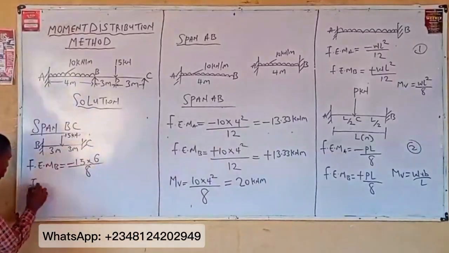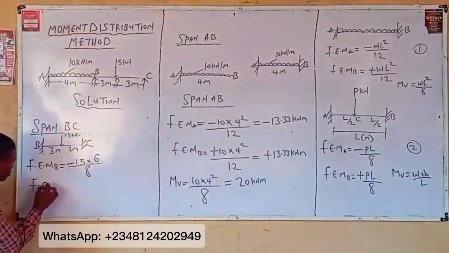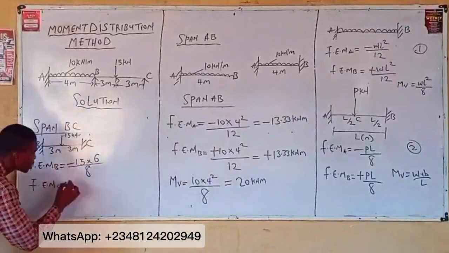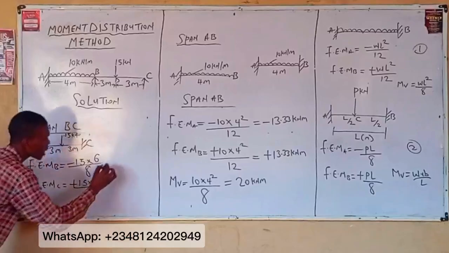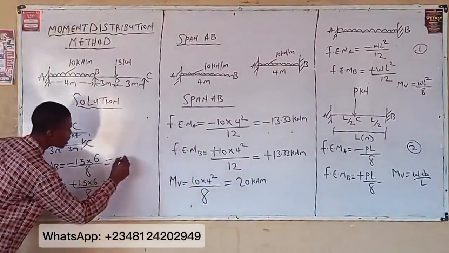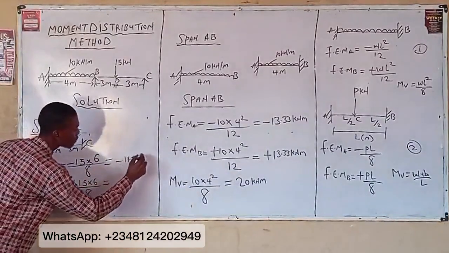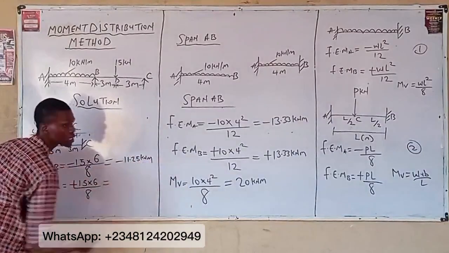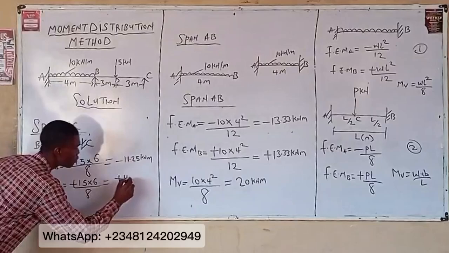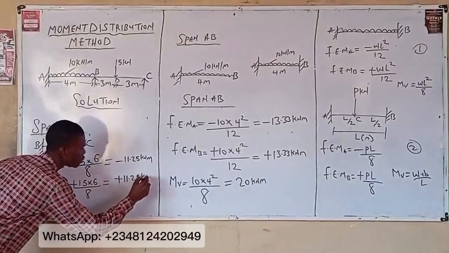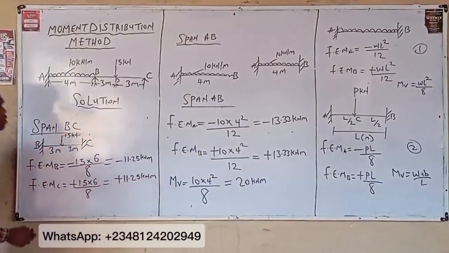Now, fixed end moment due to point B, -15 times 6 over 8. Due to point C, that's what? Fixed end moment at point C. Just positive 15 times 6 over 8. What's the answer to this? Negative 11.25 kilonewton meter, right? Then this one is positive 11.25 kilonewton meter.